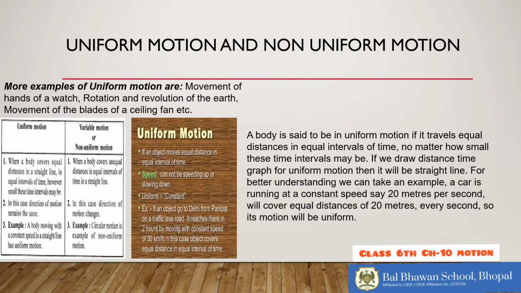Coming to uniform motion. A body is said to be in uniform motion if it travels equal distance in equal interval of time, no matter how small these time intervals may be. In a uniform motion, direction of motion remains the same. Some examples of uniform motion are movement of hands of a watch, rotation and revolution of the earth, movement of the blades of a ceiling fan. These are all the examples of uniform motion.